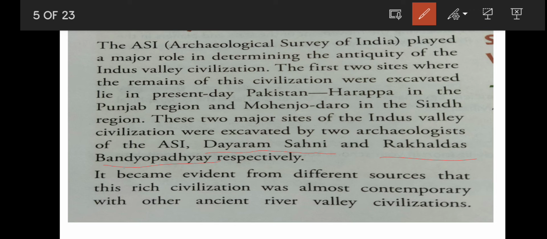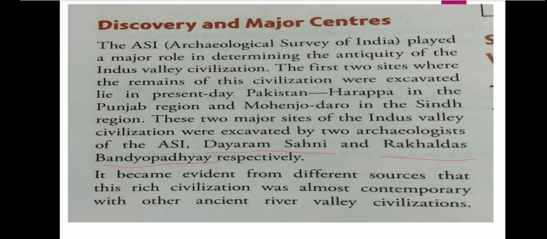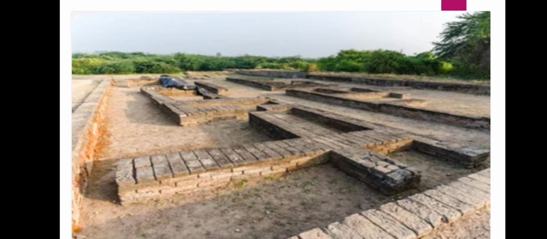It became evident from different sources that this rich civilization was almost contemporary with other ancient river valley civilizations. The first sites of this civilization discovered were Harappa in Montgomery district in Punjab and Mohenjo-daro in Larkana district. Both are now in Pakistan. The other important sites of the civilization include Ropar in Punjab and Kalibangan in Rajasthan.